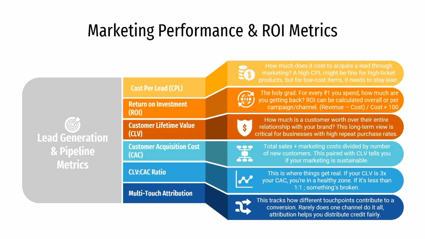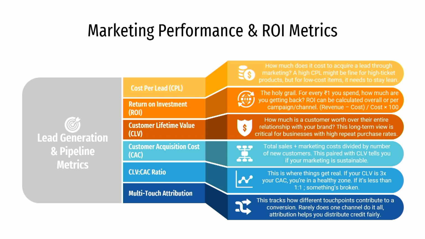Then comes the marketing performance and ROI category. The first metric associated with marketing performance and ROI is the cost per lead. How much does it cost to acquire a lead through marketing? A high cost per lead might be fine for high ticket products, but for low cost items it needs to stay at a lower level.